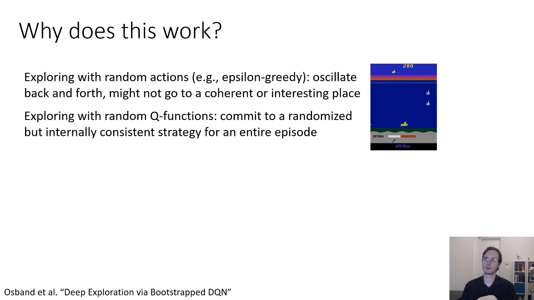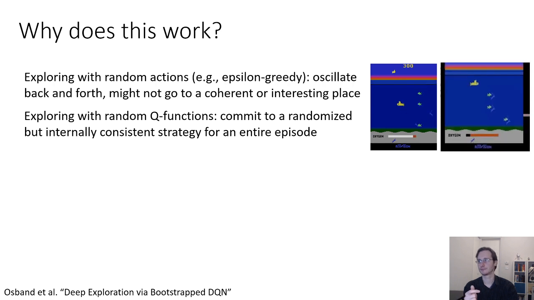When you explore with random Q functions, you commit to a random but internally consistent strategy for an entire episode. So the Q functions might make slightly different conclusions. For example, one of the Q functions in your ensemble might decide that going deeper is good. Another one might decide that going up is good. And if you just randomly pick the one that decided that going up is good, then it will go up consistently, and you will actually surface for air. You won't surface for air on every episode, but it's more likely to happen for one of your random samples. So then you would get a strategy where you would actually go up.